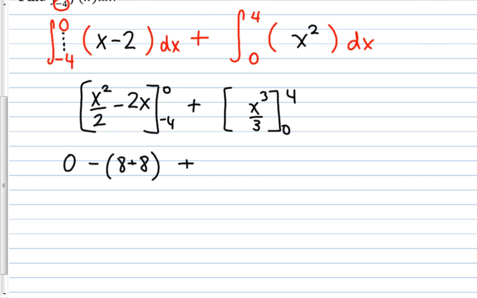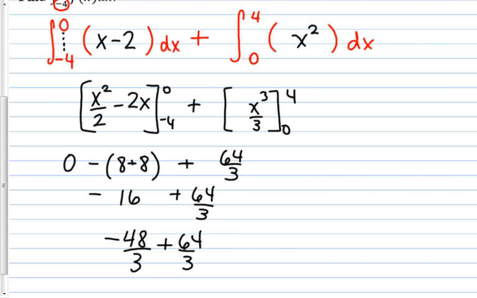And then plus, we're going to plug in the 4, so 4 cubed divided by 3, so that's 64 divided by 3. And then plug in the 0, so that's -0, so I'm not even going to write that. So here I have -16 plus 64 over 3. So let me have a common denominator, so negative 48 over 3 plus 64 over 3. Do a little bit of math. 16 over 3 is my answer.